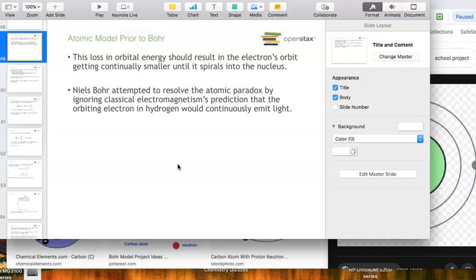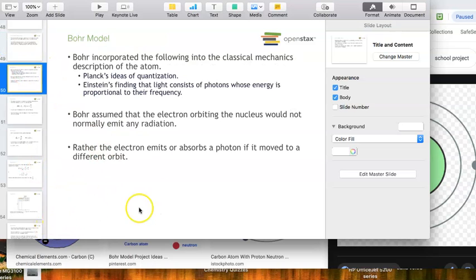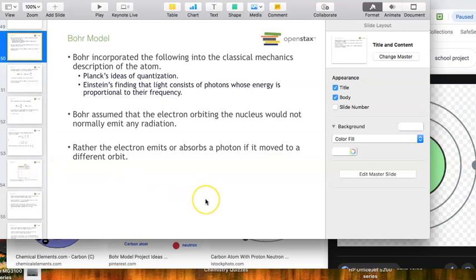So Niels Bohr attempted to resolve the atomic paradox by ignoring classical electromagnetism's predictions that the orbiting electron in hydrogen would continuously emit light. Bohr incorporated the following into the classical mechanics description of the atom: Planck's ideas of quantization, and Einstein's finding that light consists of photons whose energy is proportional to their frequency. So Bohr assumed that the electron orbiting the nucleus would not normally emit any radiation. Rather, the electron emits or absorbs a photon if it moves to a different orbit.